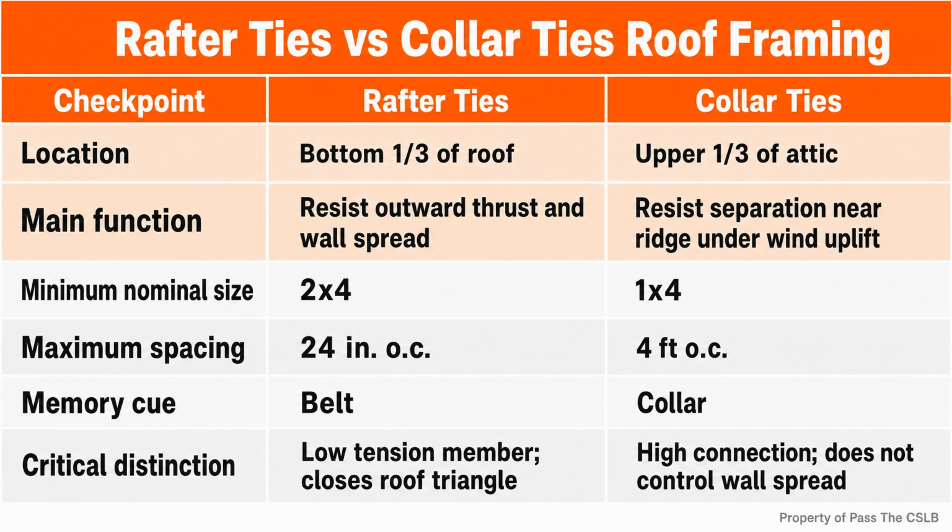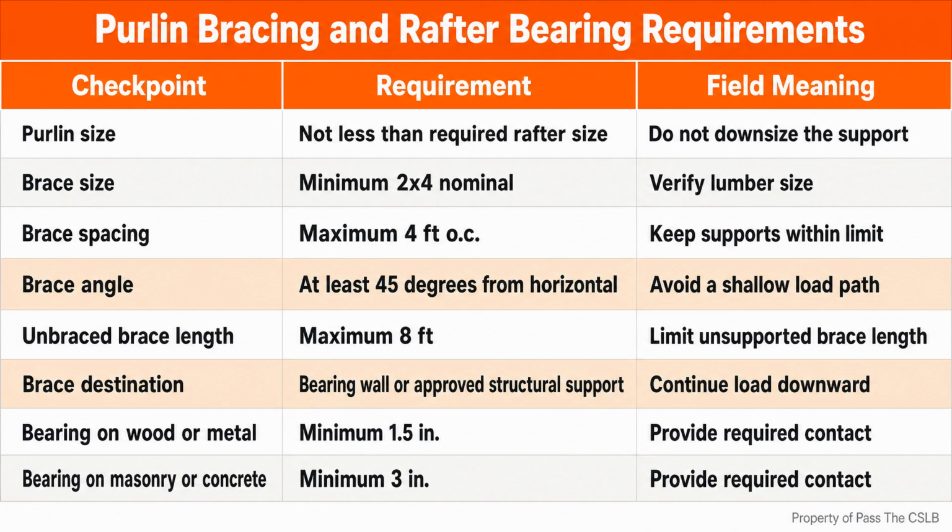Purlins solve a different problem. They provide intermediate support under rafters when the rafter span needs to be reduced. A purlin runs across the underside of multiple rafters, but it does not make load disappear. It collects load, so its braces need a real destination.